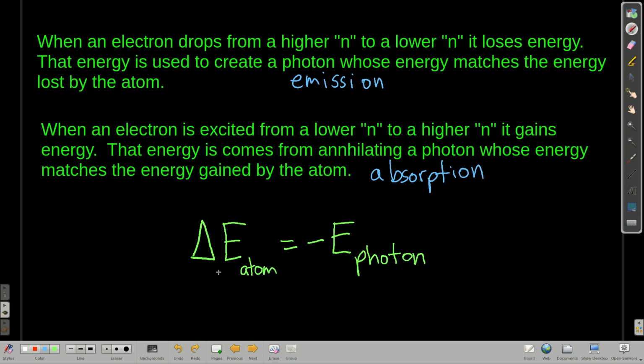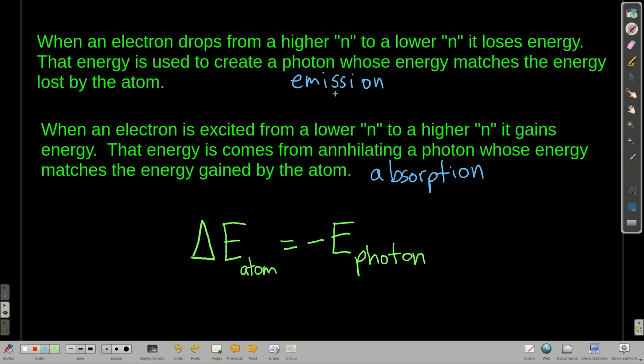And so we say that the change in energy of the atom is equal to the negative energy of the photon. All this means is if this is an absorption, then the change in the energy of the atom is positive and the energy of the photon is negative. What does that mean? Because negative times negative is positive, it just means that the photon was annihilated and lost all of its energy. All of its energy went into the atom.